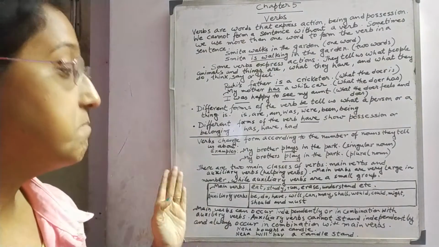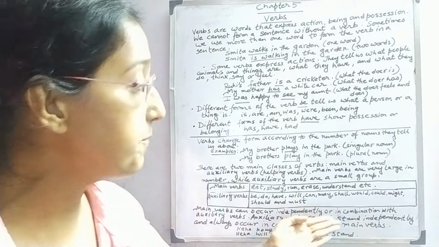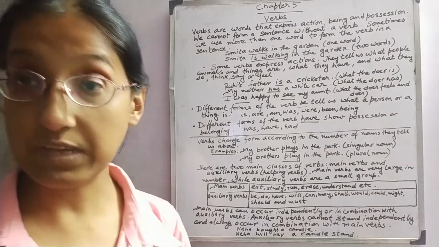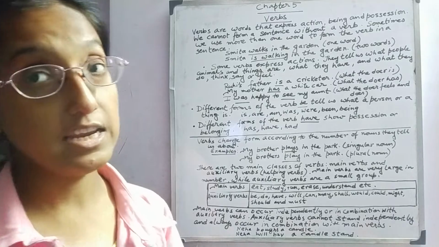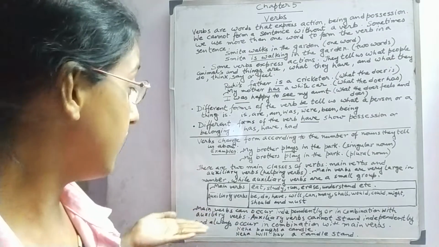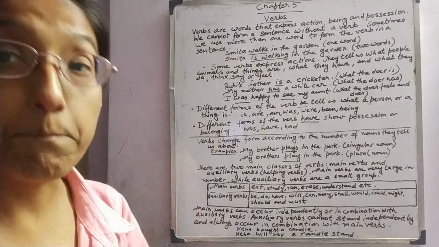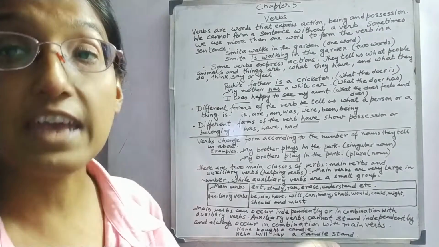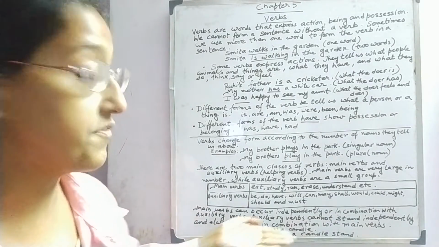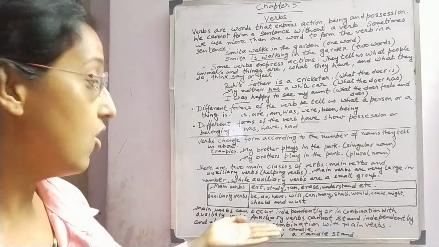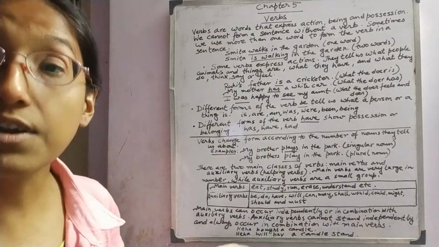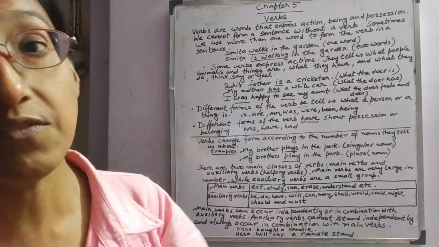Now, students, main verbs can occur independently or in combination with auxiliary verbs in a sentence. That means, main verbs can stand individually in a sentence, or at times they stand with the auxiliary verbs in a sentence. But auxiliary verbs cannot stand independently. They take the help of the main verbs. So, auxiliary verbs cannot stand independently and always occur in combination with main verbs.